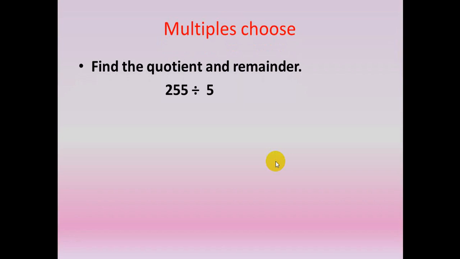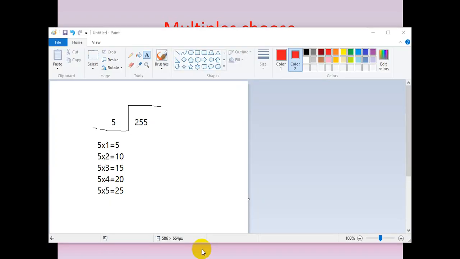Find the quotient and remainder. The problem is 255 divided by 5. First, we should do a draft for this problem. Open the draft. Here we did the draft: 255 divided by 5.